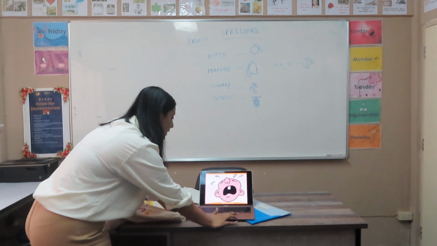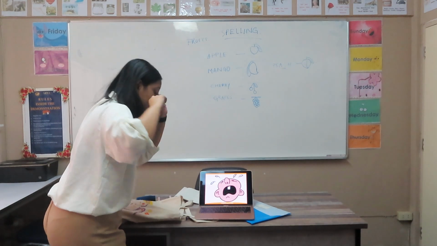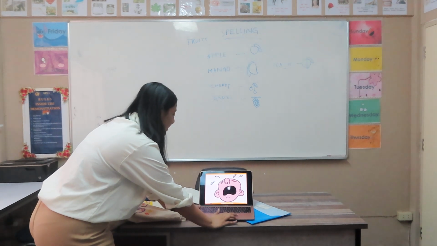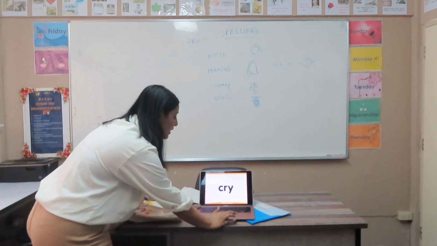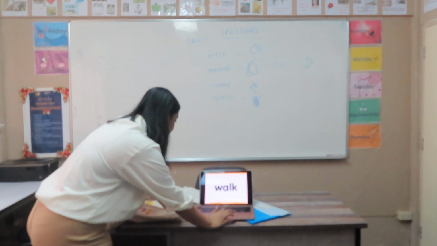Now, what is he doing? Crying. How to cry? Everyone, show me how to cry. Like this, you cry, huh? How many teeth does he have? He has only one tooth. Now, how do you spell cry? C R Y. Cry. Write it down. Very good.